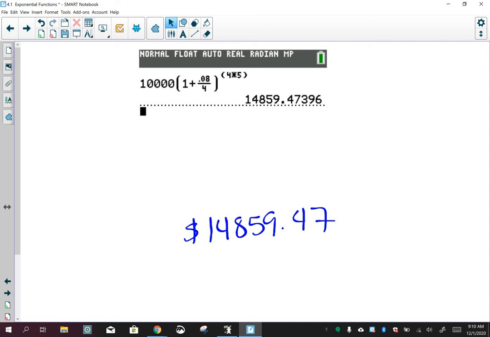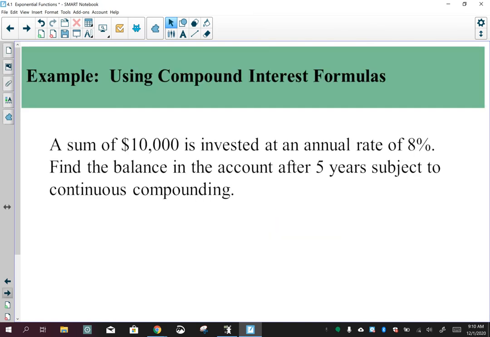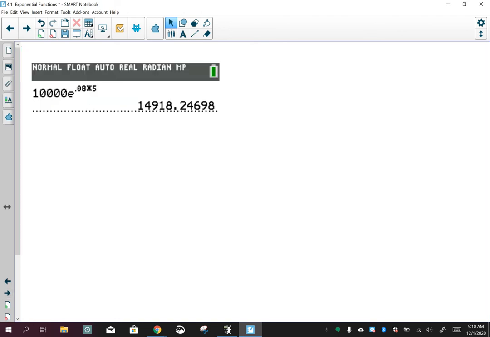The same question, except instead of being compounded quarterly, is compounded continuously. So the only thing that we need now is we still need our P, but we only need the R and a T. I don't need to worry about N. So we know our R is going to be the 0.08. We know the T is 5 and our P is going to be the 10,000. Plug it into the formula, your PERT formula, because it's compounded continuously, and you wind up with $14,918.